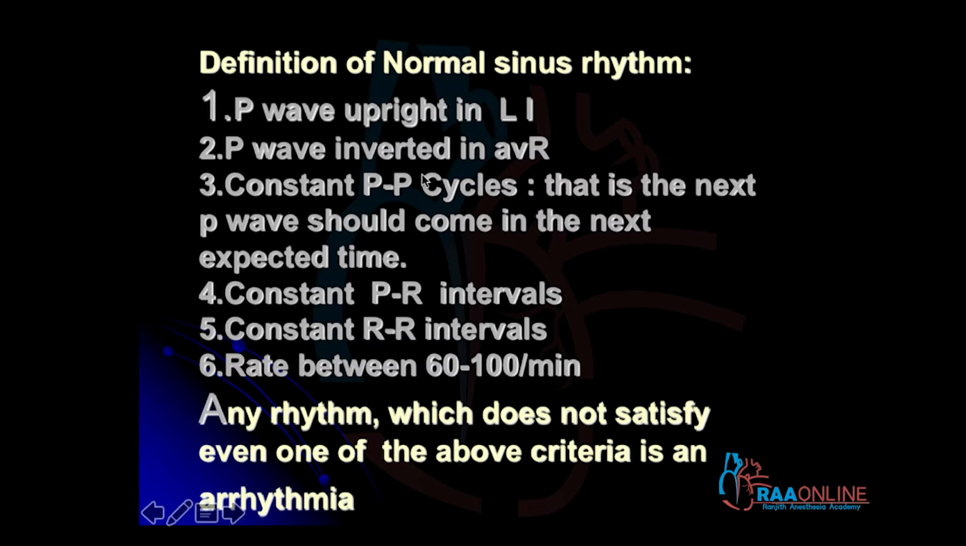A sinus rhythm should satisfy all the 6 criteria. Even if one of these criteria is not fulfilled, it is an arrhythmia. So that's why any rhythm which does not satisfy even one of these criteria is called arrhythmia. So arrhythmia is other than normal sinus rhythm.